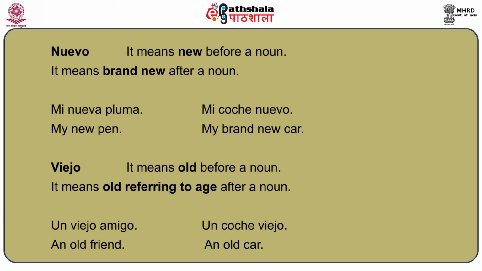Same way, viejo, when it comes before a noun, it means old, for example, un viejo amigo, an old friend. But when it comes after a noun, then it refers to age, as in old. For example, un coche viejo, that is an old car.